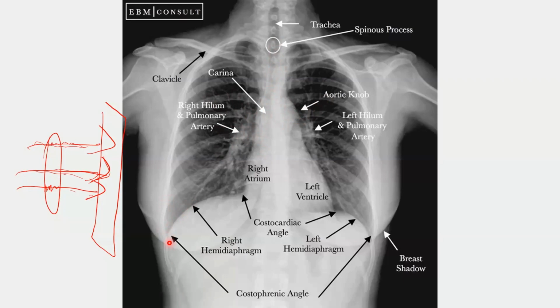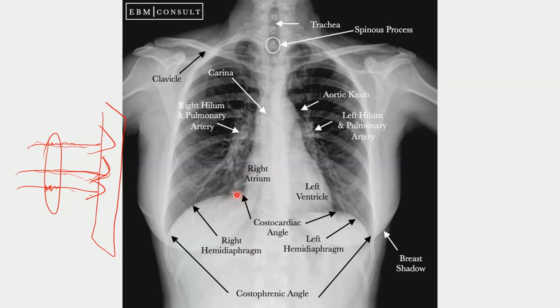Here, this angle is called the costophrenic angle. Here, if you remember, you have the costodiaphragmatic recess, right? If there's fluid collection, you will see this place as filled with white color. And here, this angle is called the costocardiac angle. This is not the same as the costomediastinal recess, because the costomediastinal recess extends in front of the heart, right? So if there's any pathology here, fluid collections around the heart, you can see this angle is obliterated.